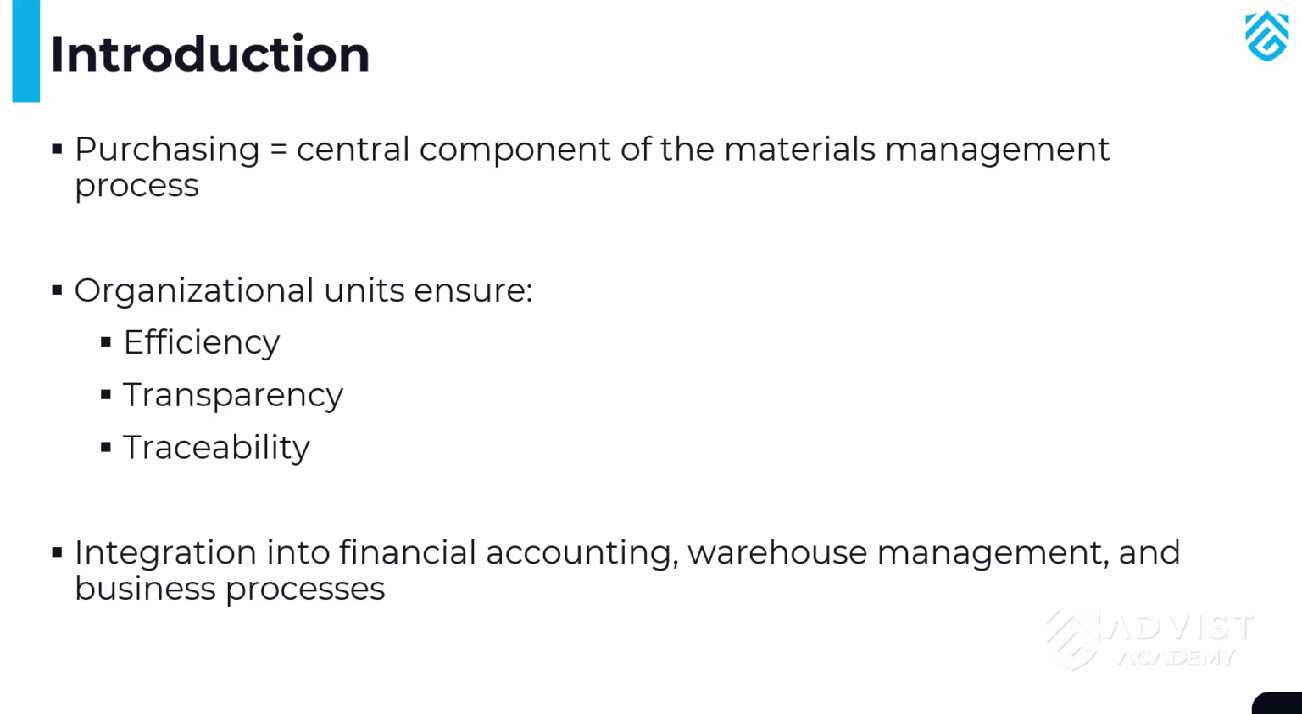Organizational units in purchasing ensure that procurement processes are efficient, transparent, and traceable. They determine who makes which decisions, how materials are procured, and how costs and deliveries are monitored. This structure enables companies to ensure that purchasing is seamlessly integrated into financial accounting, warehouse management, and higher-level business processes.